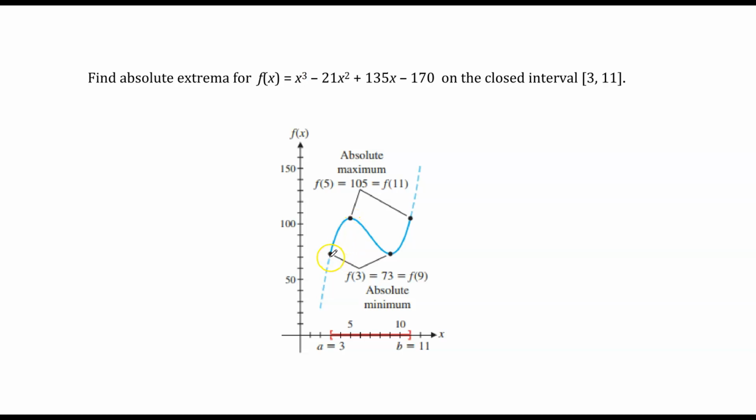And similarly, the absolute minimum here will occur at two different points. It is still equal to 73, but it can now be located at two different points, at x equals 3, which is an endpoint of the interval, and at x equals 9, which is a local minimum. And so with all these examples, we say that the absolute maximum or the absolute minimum can either occur at the endpoints of the interval or at the local extreme values.